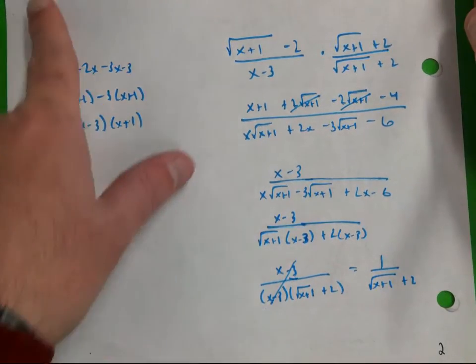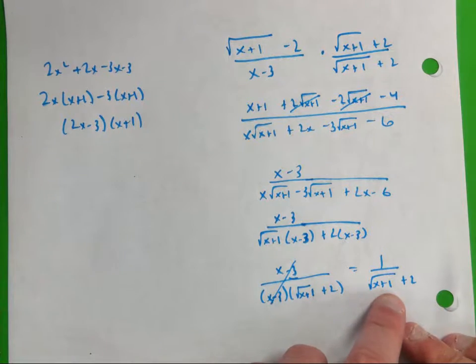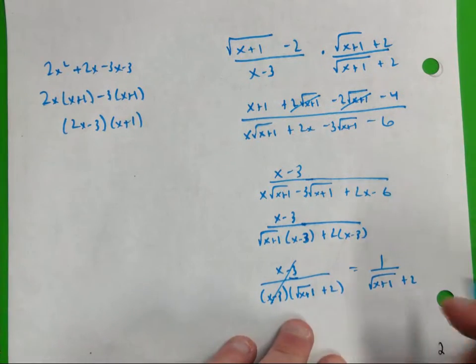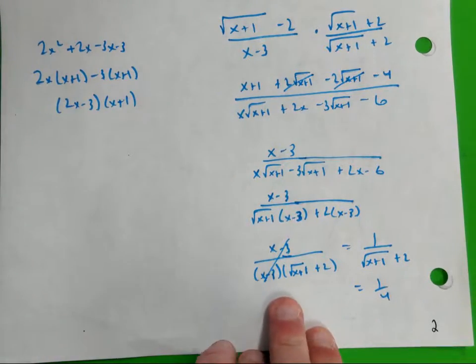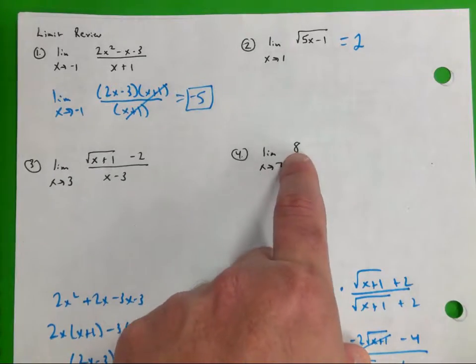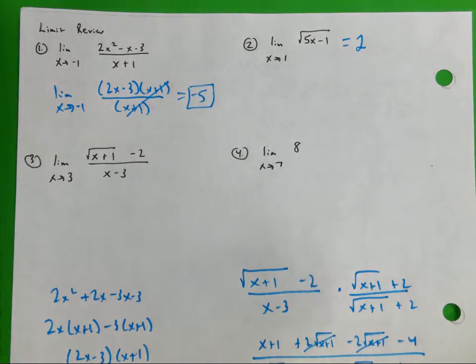Now I'm going to do direct substitution. Plug a 3 in. 3 plus 1 is 4. Square root of 4 is 2. That'd be 1 over 4 is my answer. Are there any questions on that one? Okay, number 4. First thing I do is try direct substitute. Is there anywhere to plug anything in? So what's your answer? Very good.